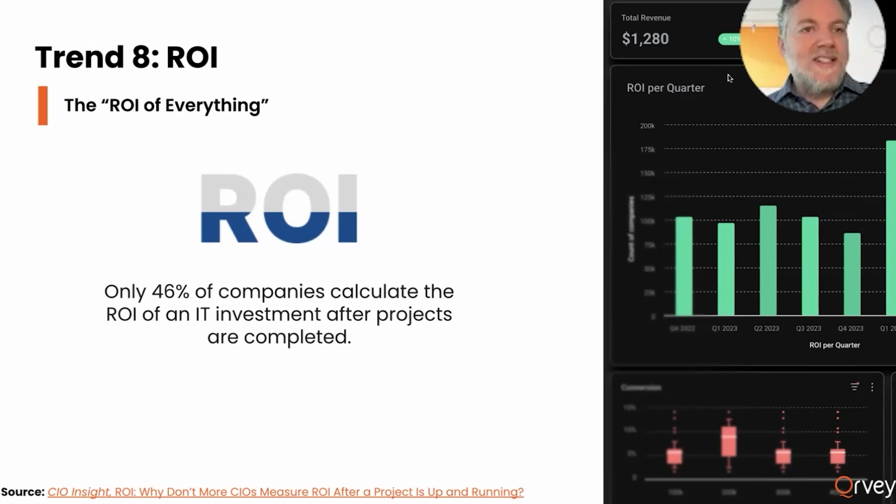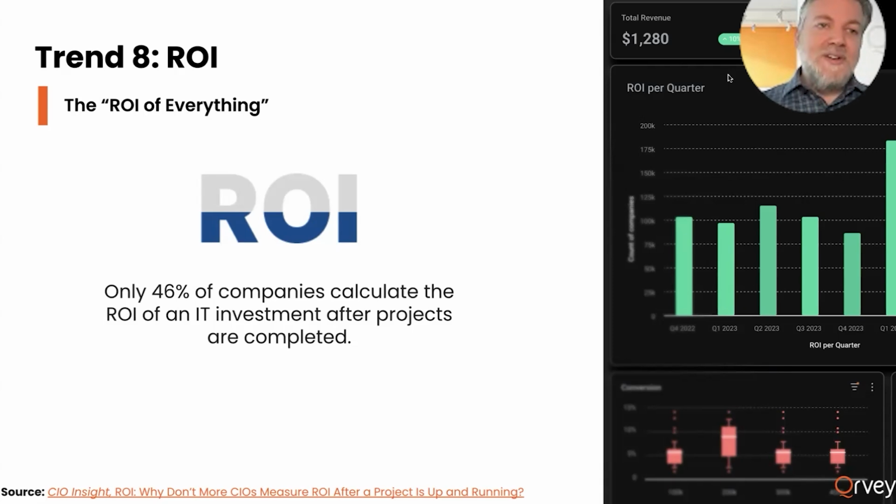Trend number 8, let's talk a little bit about ROI. And the interesting thing is, not a lot of companies are really focused on ROI as part of their overall software strategy. Only 46% of companies today are actually calculating the ROI of their IT investments after they complete those projects. And I think the trend that we're seeing is this number is going to be going up a lot. Software development teams need to show value and need to show that what they're building, what they're working on does have meaningful ROI for the business.